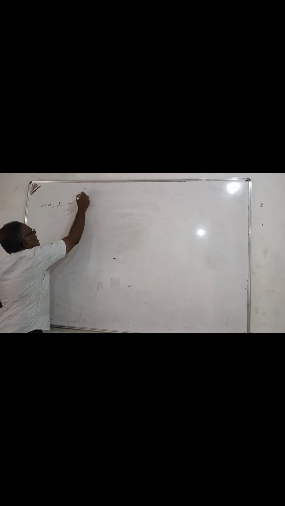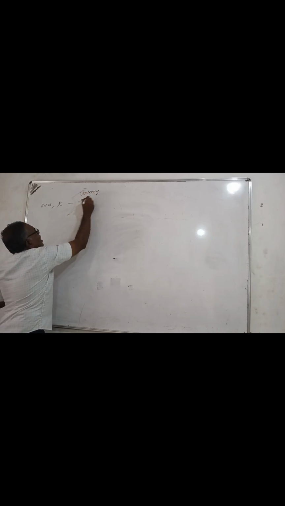Then I said you should know the valency. Valency is the combining capacity. Already I said the valency of first group elements in the periodic table. If you study the periodic table, you can understand that the first group has sodium and potassium. Sodium or potassium valency is 1. Calcium, magnesium, valency 2. Aluminium, valency 3.